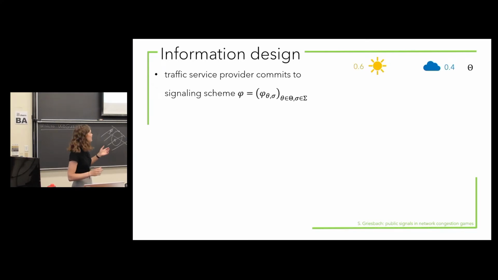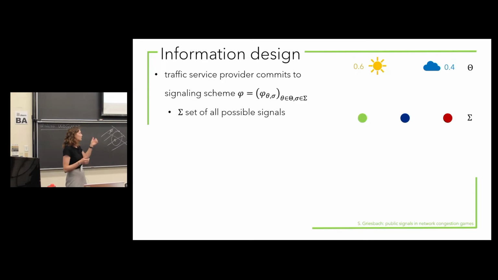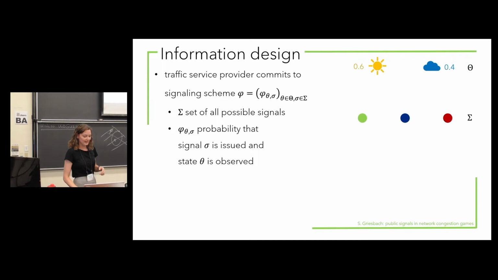So on the one side, we have all the given states, which is in this case just sunny weather and bad weather, and their probabilities. And then there's also a set of all possible signals that this traffic service provider can give to us. So for this case, let's say they can either flash green light, blue light, or red light. And now the signaling scheme itself basically tells us what is the probability that we obtain signal sigma and state theta is observed. And in this graph, this is basically the edges.